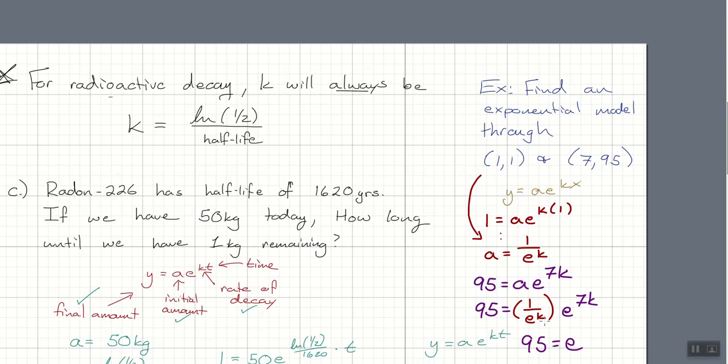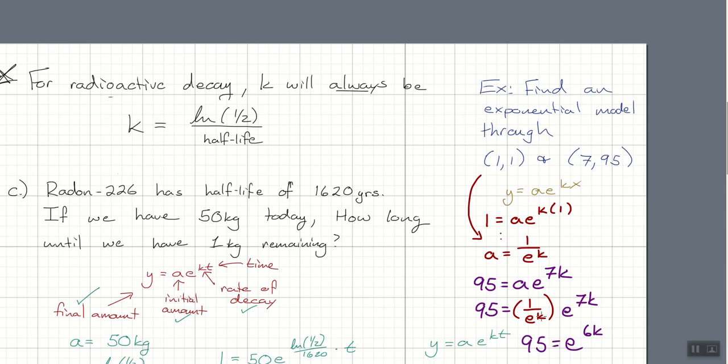If I had 7k over k, 6k? How do you get that k out of the exponent? Log. I like the log more. What log base would you use? Okay.